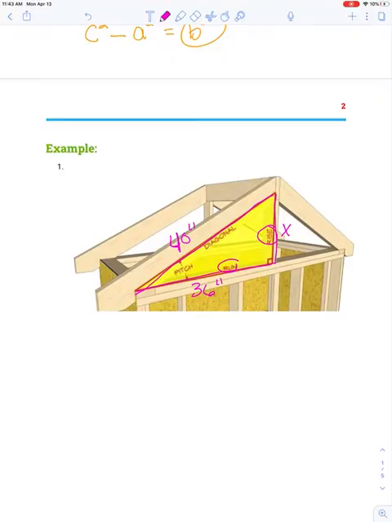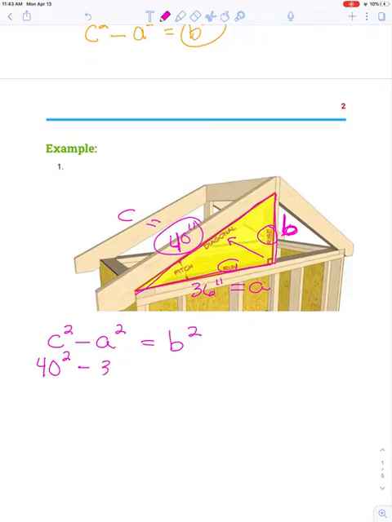All right, so let's look at what we know. This is across from my right angle, so this is my C, which means this is my leg. I'm trying to look for my other leg, so I'm going to go ahead and label that B. So since I know my hypotenuse, we're going to go back to C squared minus A squared equals B squared. My C is 40, so 40 squared. My A is 36, so 36 squared equals B squared. Okay, just plug these into the calculator if you need to.